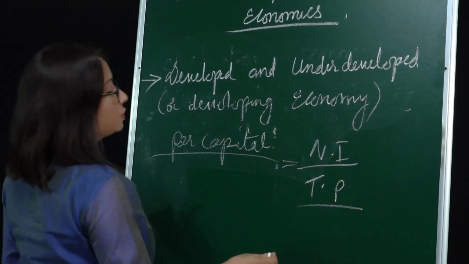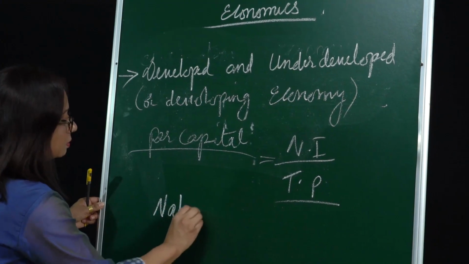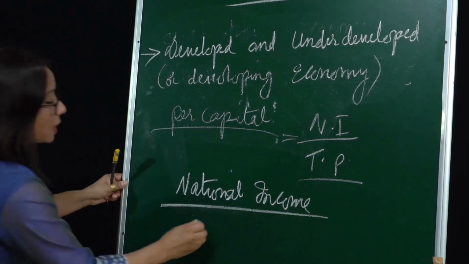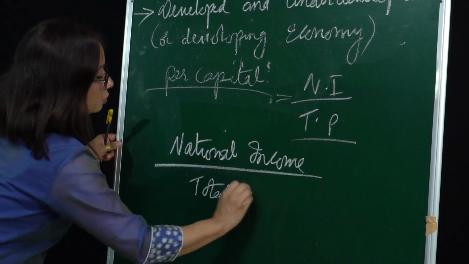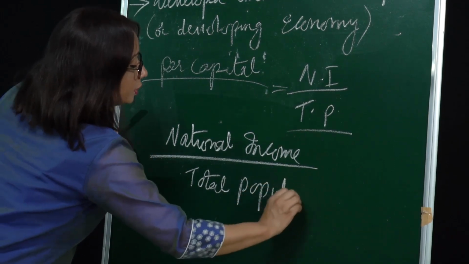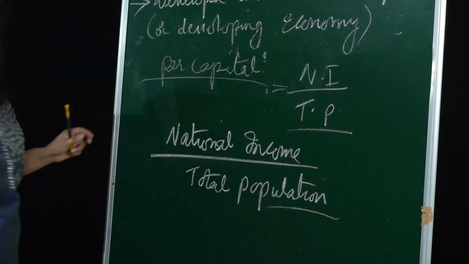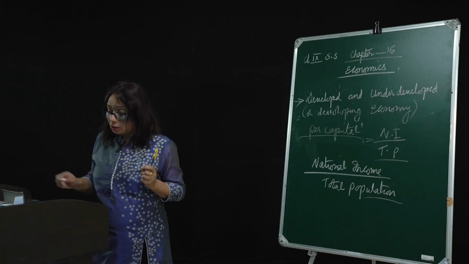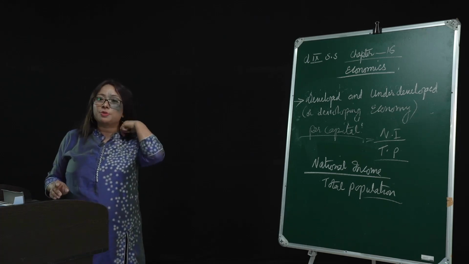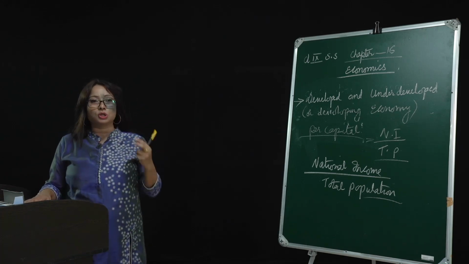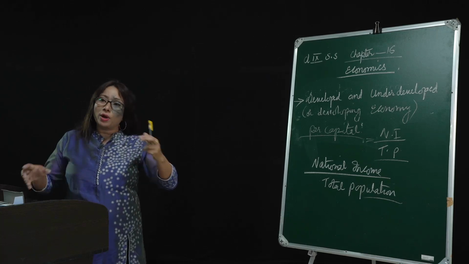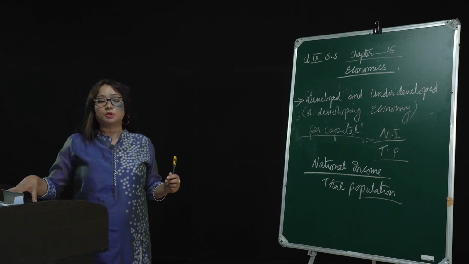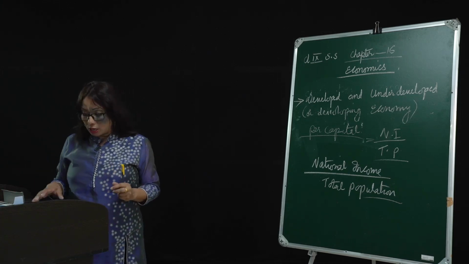So in full, if I am supposed to write, that is national income divided by total population of the country. So in other words, we can say per capita income is the income per head in the country. So according to the UNO group of experts, underdeveloped countries are those countries where the level of per capita income is low, when the per capita income of that country is compared with the per capita income of developed countries like America, Canada, Australia, and Western Europe.